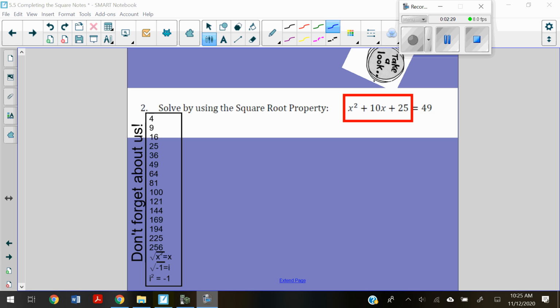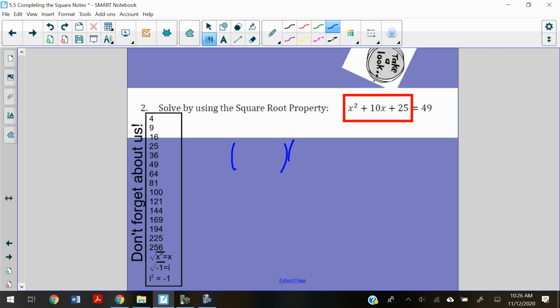So let's go ahead. We aren't going to set it equal to 0 like we would have normally. We're going to use our square root property. So we want to factor what's in the red box. What multiplies to 25 and adds to 10? It ends up being 5 and 5. Equals 49. So this is different. We don't have it set equal to 0. But the stuff in the parentheses is the same thing, so I'm going to put a square on the outside.